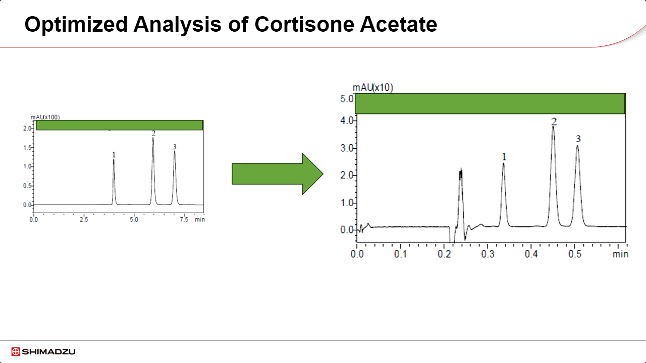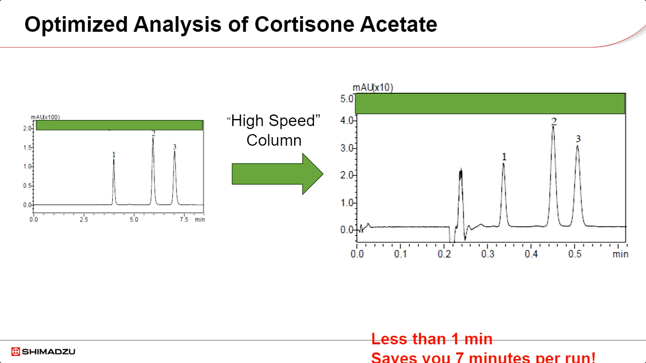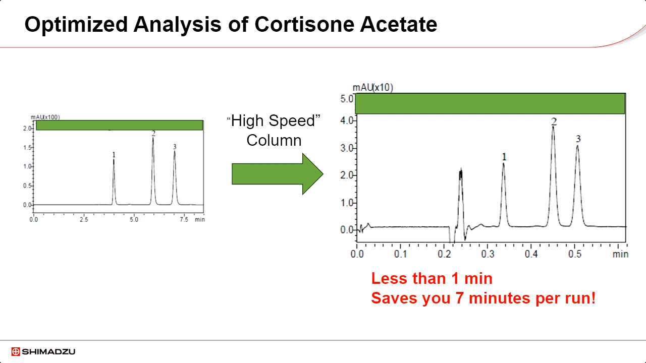So let's have a little fun now. Let's take the same example that we saw in the previous slide and add in a high-speed column. So this could be a little shorter, smaller particle size, whatever, and see if we can optimize it. In this case, we've now got it down to less than a minute. That saves you 7 minutes per run.